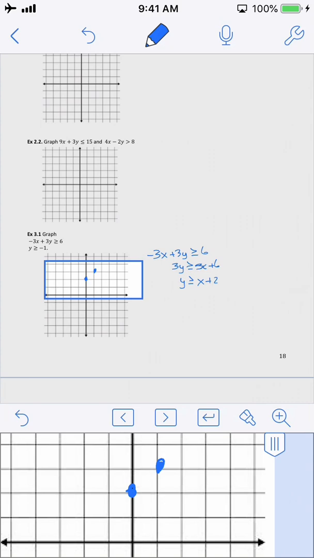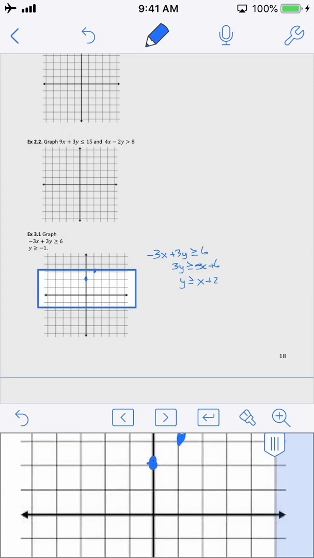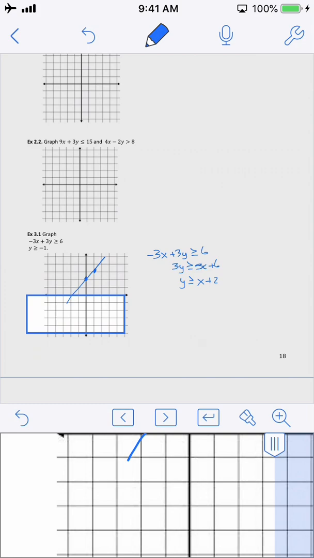Now, in case you haven't talked about this yet, not having anything in front of that x there, remember that means it's a slope of 1 over 1. We just get lazy when we don't write 1 there. So it just means slope 1 over 1. And it is a solid line. Okie dokie.